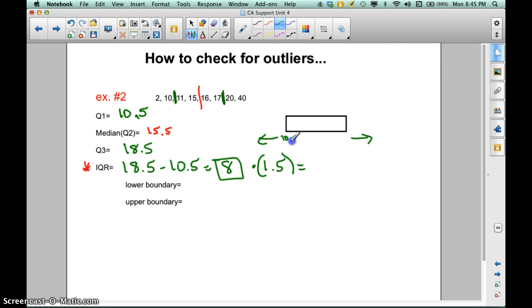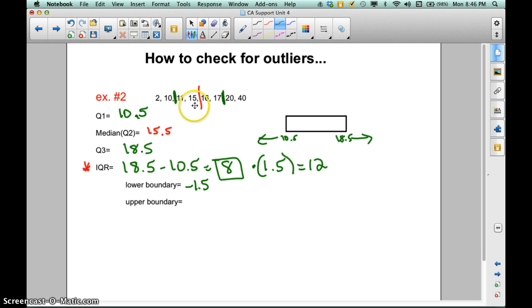box. This is 10.5 at the lower end of the box. This is 18.5 at the upper end of the box. So 8 times 1.5 is 12. And so I can go 12 to the left from 10.5. Which would be negative 1.5. Anything smaller than negative 1.5 in my data would be an outlier.